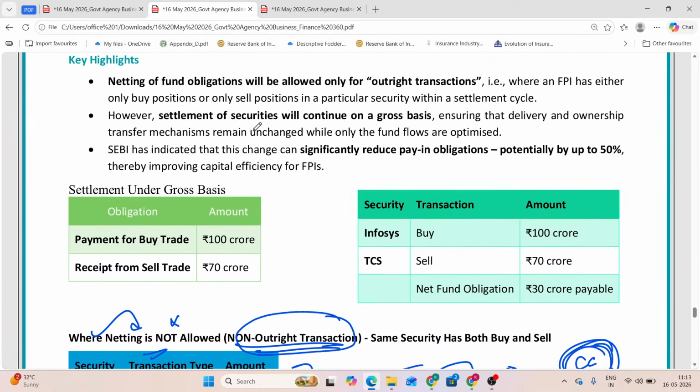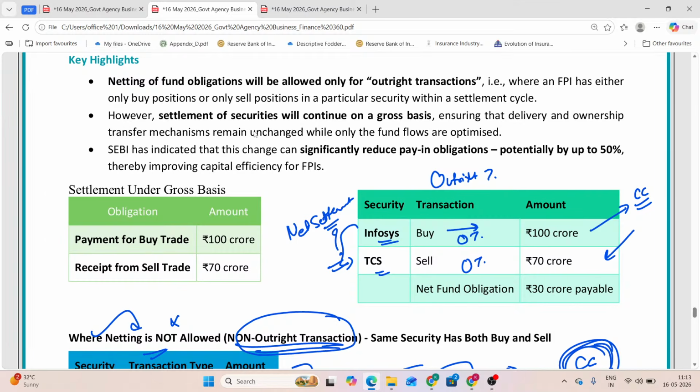But in case of outright transactions, you are doing an outright transaction of Infosys shares, and an outright transaction of TCS shares. You are buying Infosys shares of 100 crores, so you have to pay the clearing corporation 100 crores. You are selling TCS shares worth 70 crores, so you will get 70 crores from the clearing corporation. So here the net settlement will be how much? 30 crores, because you only have to pay the net amount. Okay, so here the net settlement is 30 crores.